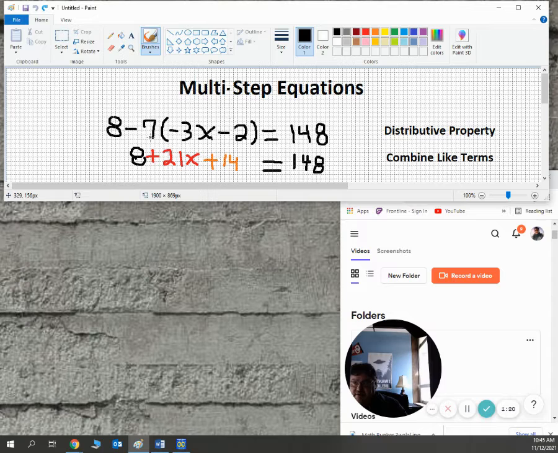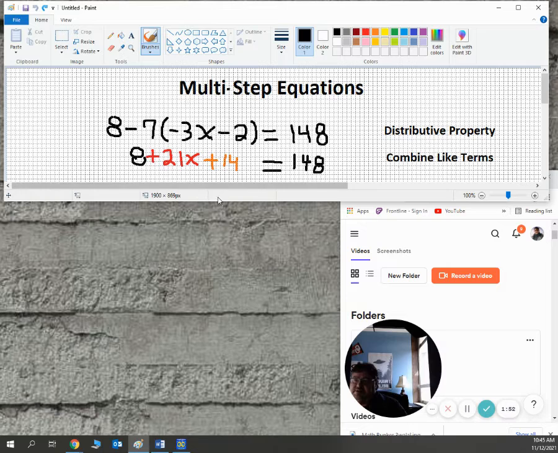It will look like this. Negative 7 times negative 3x is positive 21x. Negative 7 times negative 2 is positive 14. And I'll simply drop down the 8 and I'll drop down the equal sign and the 148, and I'll work from there. The next thing I'm going to do is combine like terms. So anything that's a variable x, I'll combine it, and anything that's just a number, like a constant, 8 or 14, I'll combine that.